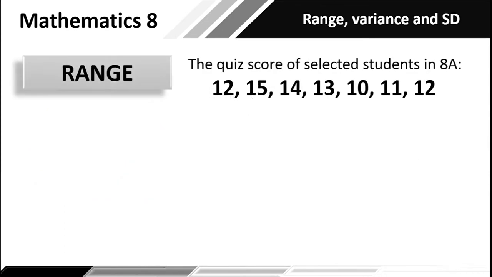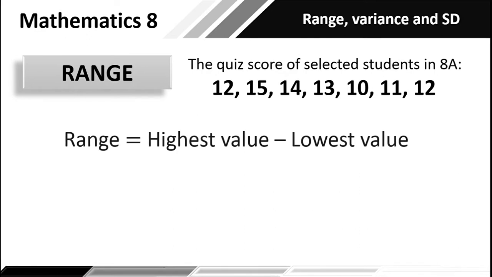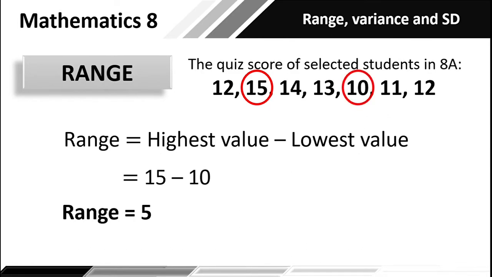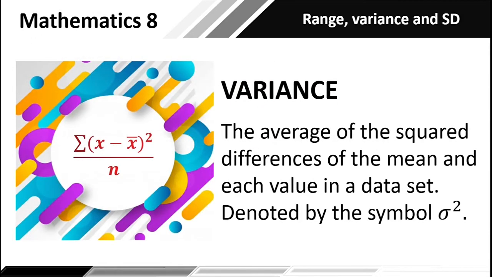Okay, so let's find the range of this given example. Our example is the quiz scores of selected students in grade 8A. We have 12, 15, 14, 13, 10, 11, and 12. To find the range, just subtract the lowest value from the highest value. As you can see, our highest value is 15 and our lowest value is 10. 15 minus 10 is equal to 5. Our range is 5.